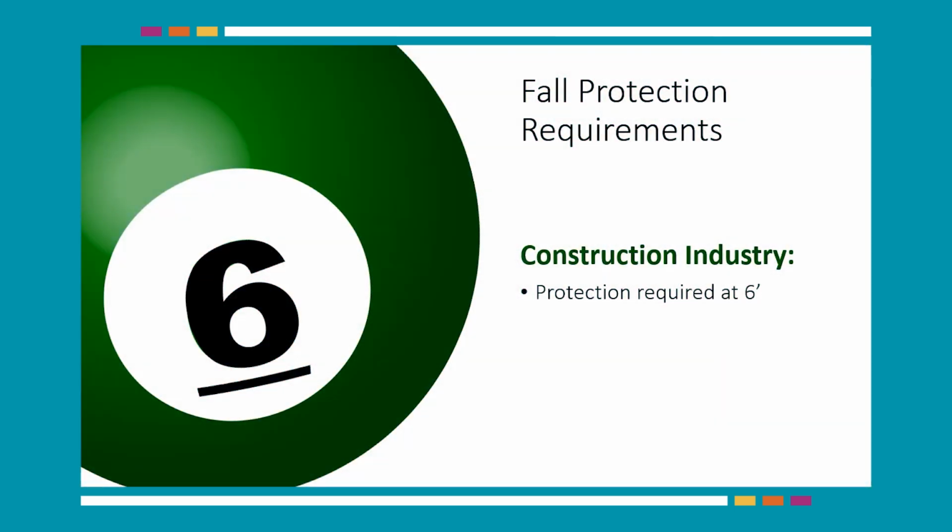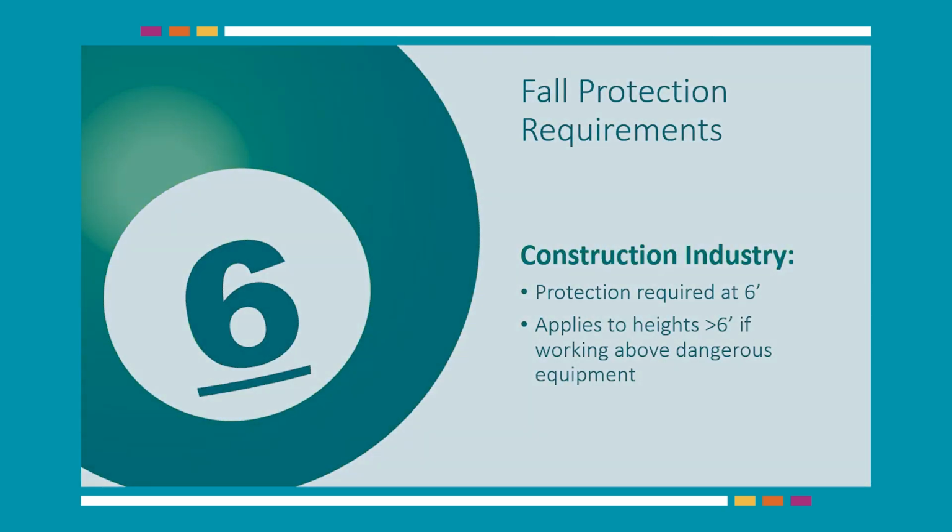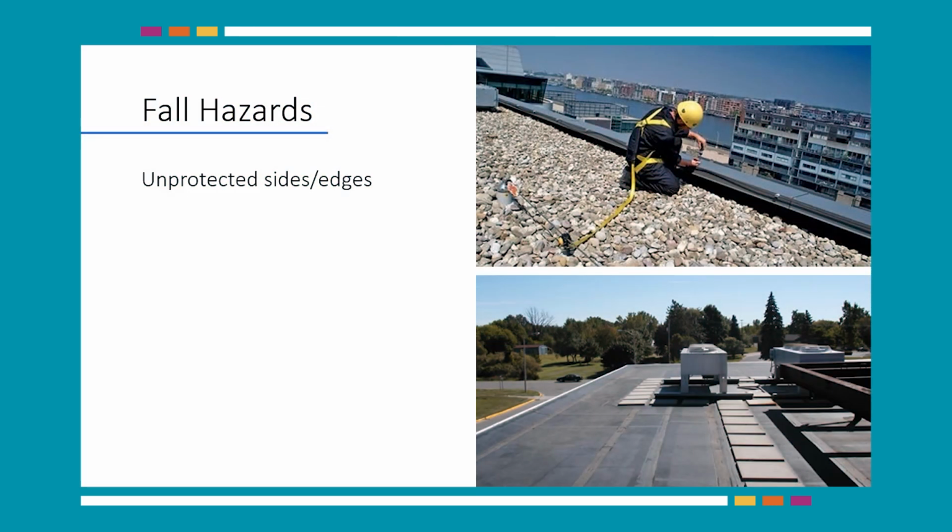The Fall Protection Standard requires fall protection for employees working more than 6 feet above the ground. This rule also applies at heights less than 6 feet when employees are working near dangerous equipment, like over machinery with open drive belts. Employees on a walking or working surface with an unprotected side or edge that is 6 feet or more above a lower level must be protected from falling using guardrail systems, safety net systems, or personal fall arrest systems.